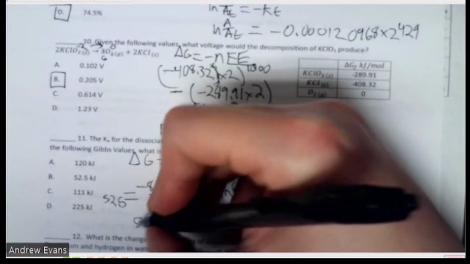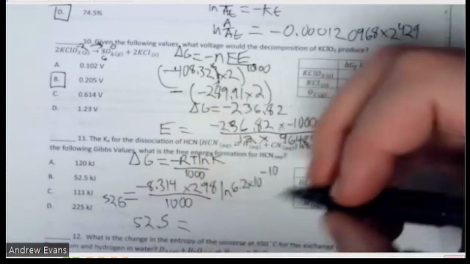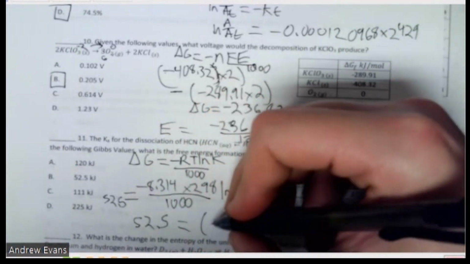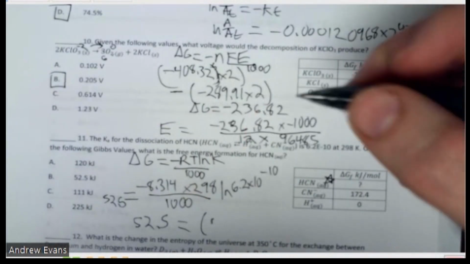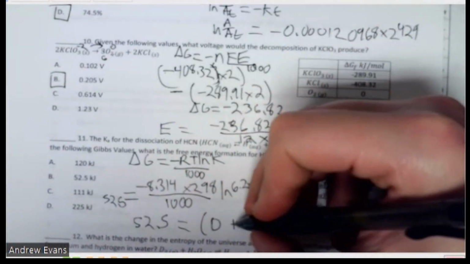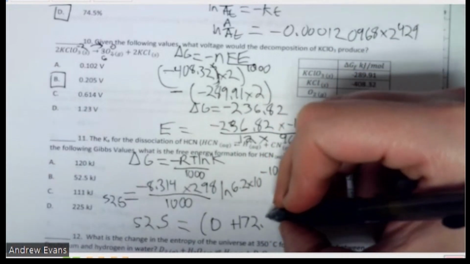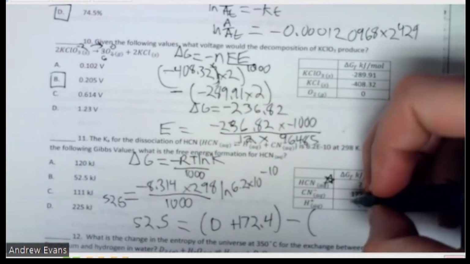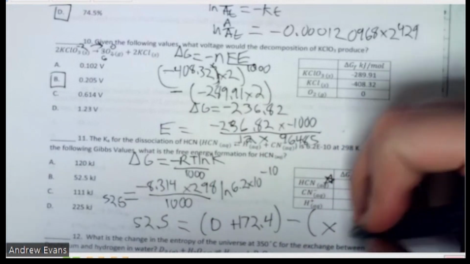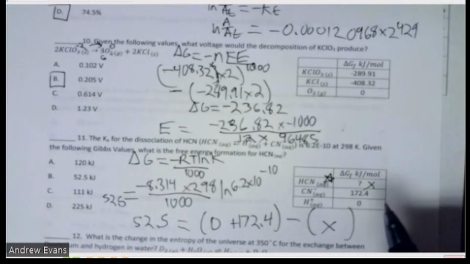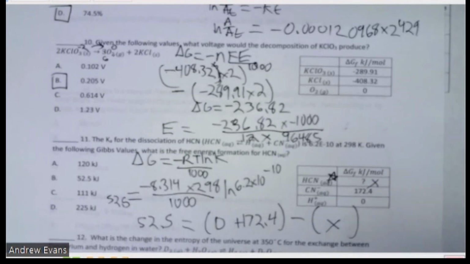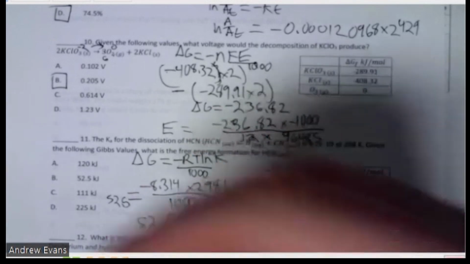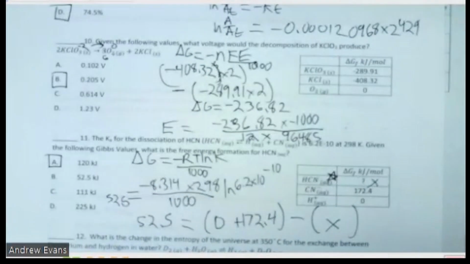So delta G for this guy, 52.5, is equal to products minus reactants. So H plus, which is 0, and 172.4 minus our X, our unknown. So how do we do this? We're going to get X to this side and subtract 52 from 172. So the answer has to be something like 120, something like that.